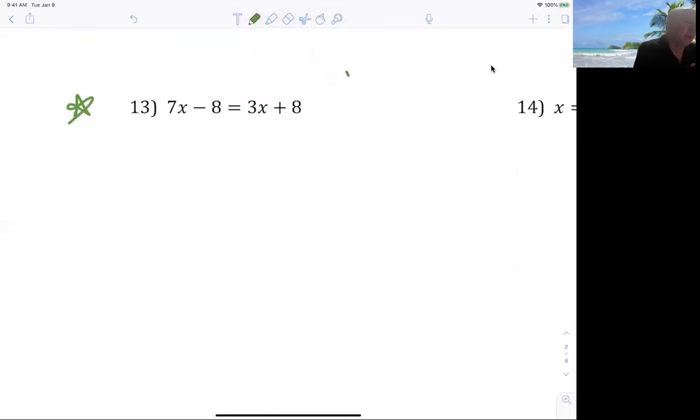So I want you to make sure you write this down, make yourself a good note. Variables equal numbers. What that means is I'm always trying to move my variables to the left, and I'm always trying to put my numbers on the right. All right, now we're saying on the left and right of what? We're on the left and right of the equal sign.